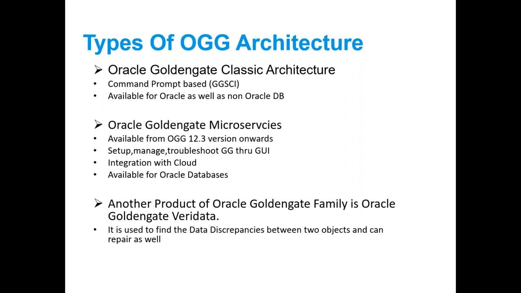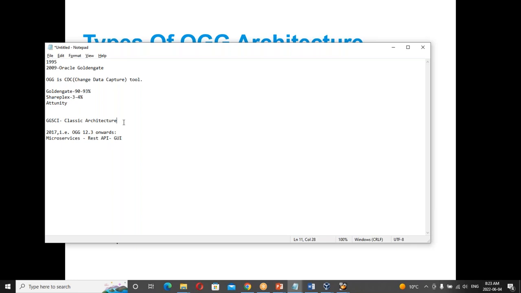Classic architecture has been available since the beginning. It is available for Oracle as well as non-Oracle databases. Microservices architecture, until 19c GoldenGate, was available only with Oracle databases. However, from 21c GoldenGate onwards, it is available for Oracle and 5 more databases, which include DB2, MySQL, SQL Server, Informix, and I think Postgres.